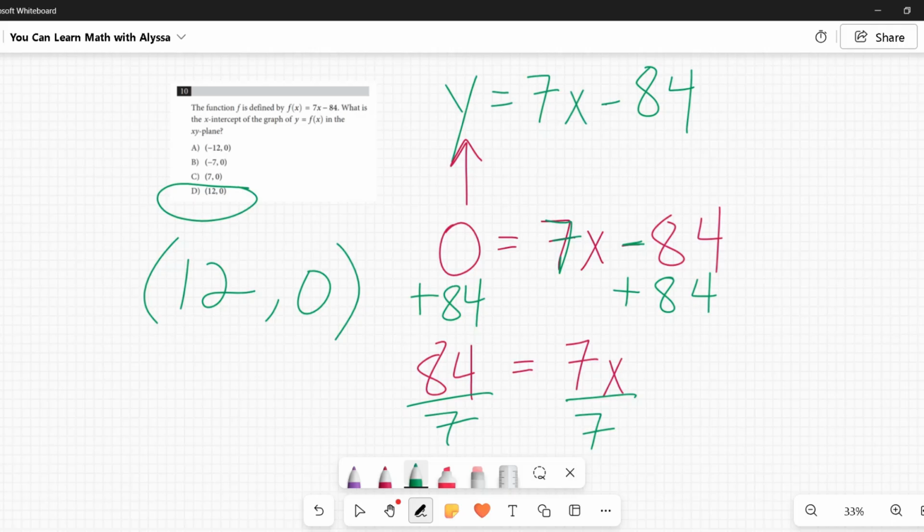Again, if you want to type this in to your graphing calculator and then look for the point where it crosses the x-axis, that is an equally valid way to do this. Either way, you get D, 12, 0.